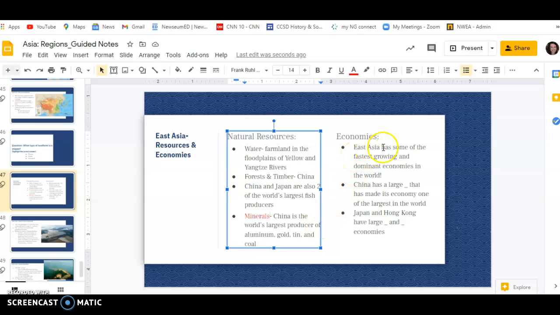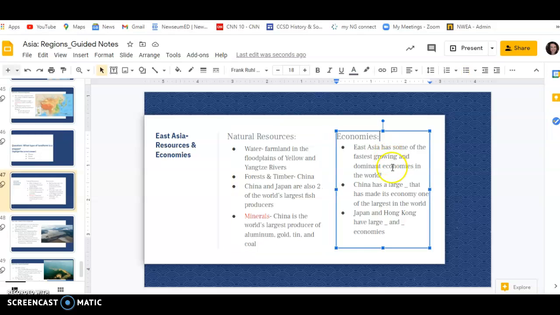So when we talk about economies, East Asia has some of the fastest growing and dominant economies in the world. China, with that large of a population, has a really large workforce. And having that much workforce, that many people working to buy and sell goods, when we talk about economies, we're talking about the way money exchanges, and that's a lot of people working and producing goods that then are sold and money's being exchanged. So China now has one of the largest economies in the world.